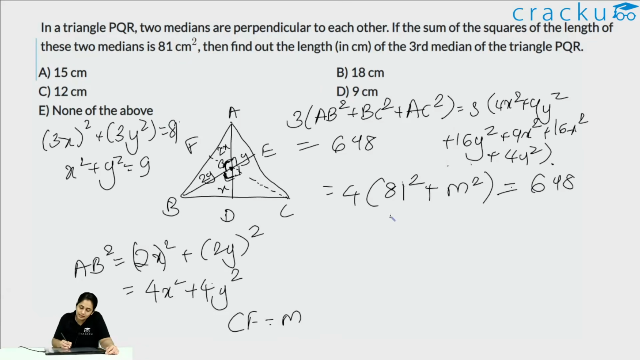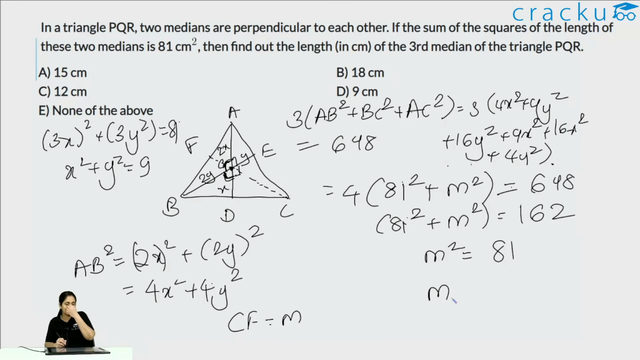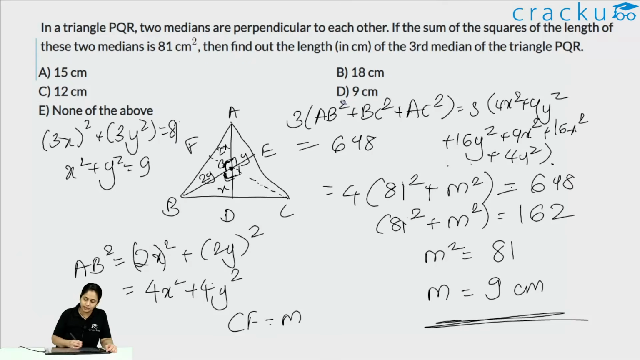So how much is this? 81 plus m square is equal to, divided by 4, this is 162. So m square is equal to how much? This is equal to 81. So m can't be minus 9 because it is the length of the median. So m has to be equal to 9 centimeter. What is the length of the third median of the triangle PQR? It is 9 centimeter, which is option D.